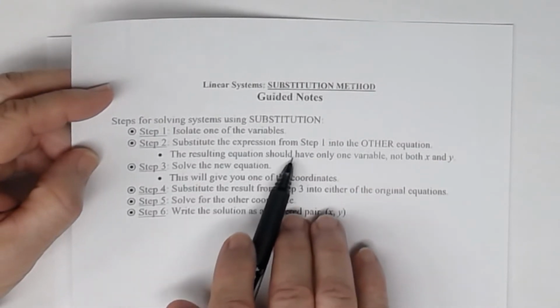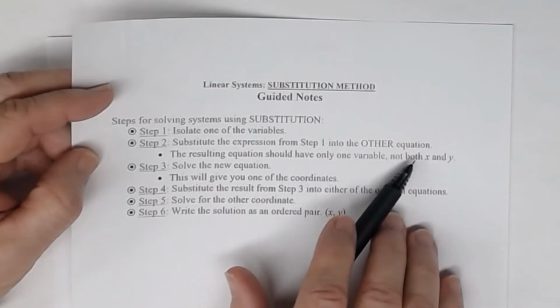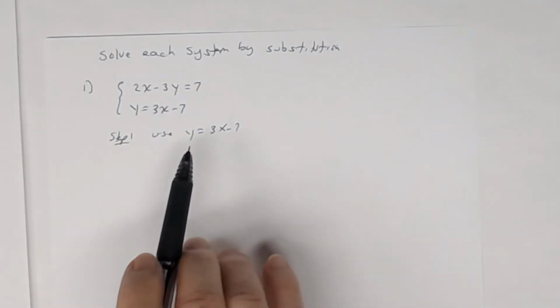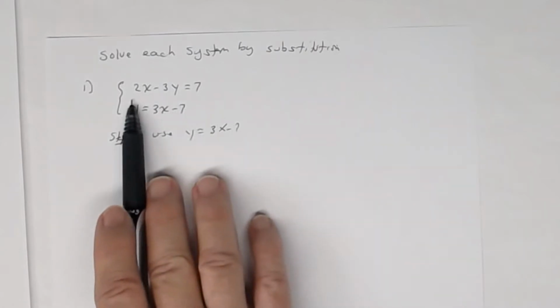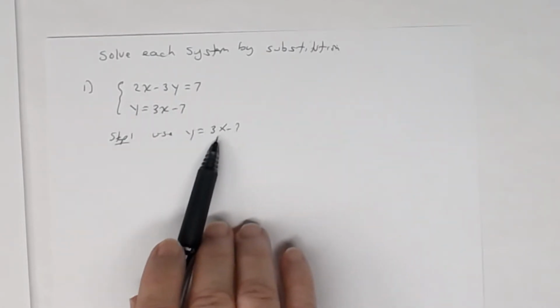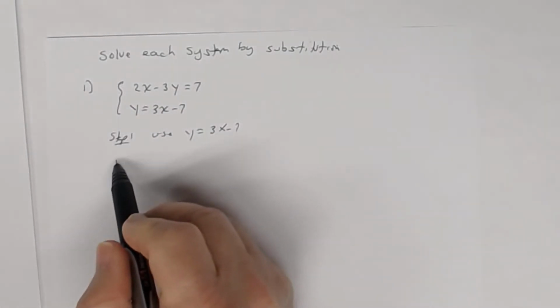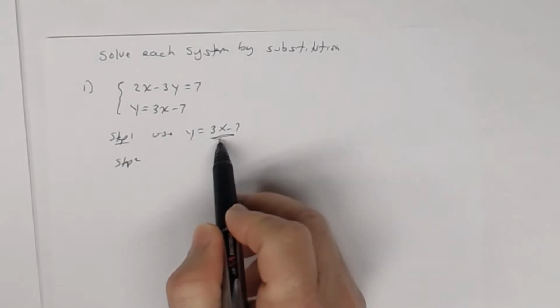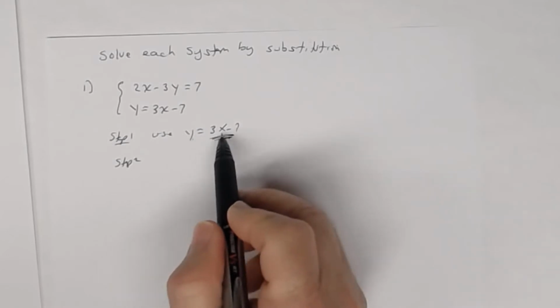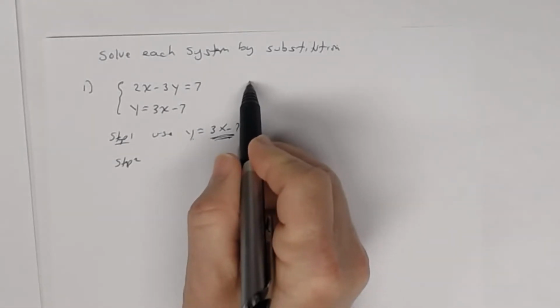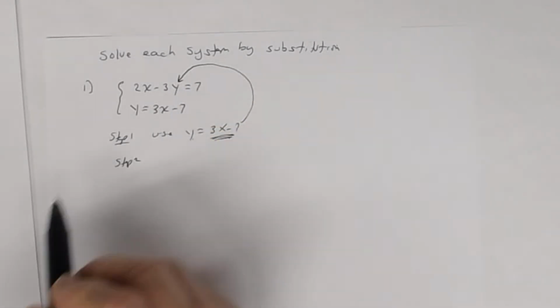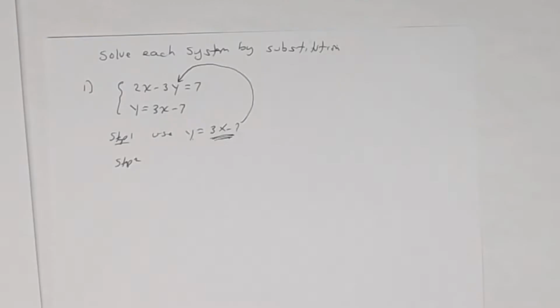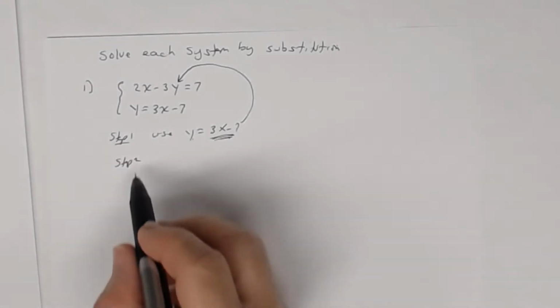The resulting equation should have only one variable, not both x and y. So notice this equation right here, and in fact both of those have an x and y, right? All right, so step 2 says this. Take this expression right here for y, 3x minus 7, and substitute it into the other equation in place of y, because that's what you're saying y equals. All right, so here's step 2.